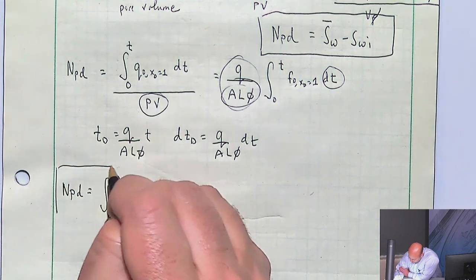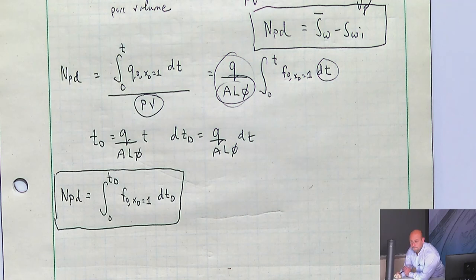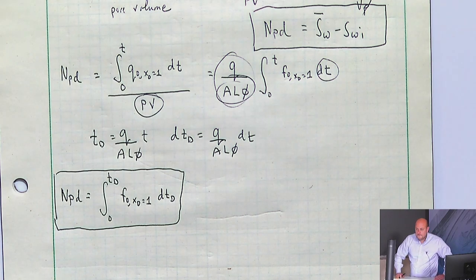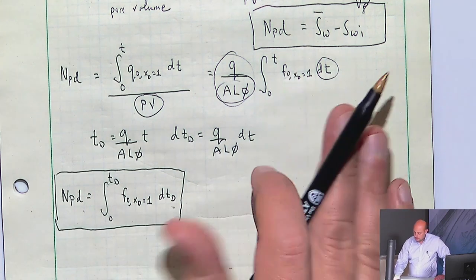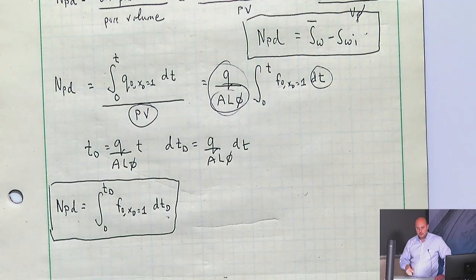And I'm going to have to integrate that. It's a little tricky. I have to use integration by parts, a little trick that you learned in your calculus class. But once I integrate that, I'm going to compare it to this. I'm going to set them equal to each other, and then I can solve for things like the average water saturation and figure out what that is as a function of time. Okay.